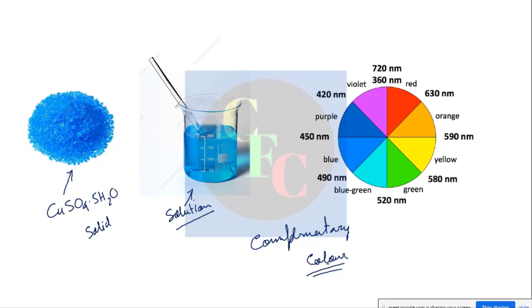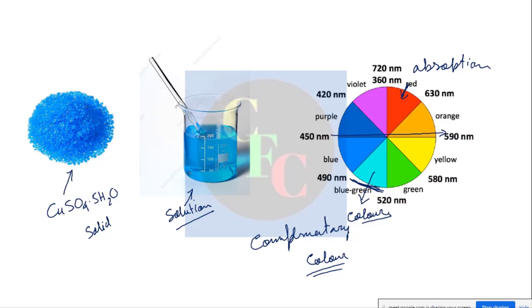This can be more clearly understood if you see this color wheel. This is for our easy understanding: if something is absorbing in, say, here, then you will see the color on this side, because this part of the spectrum is absorbed. Now see, this is pale blue in color, so suppose it's in this blue green region. That means copper sulfate solution must have absorbed in this region. So this will be the absorption, and so this will be the color.